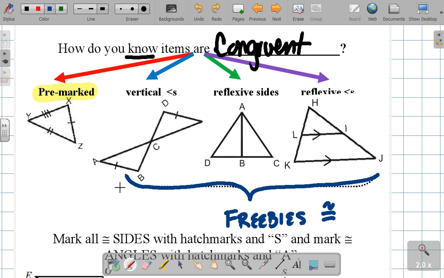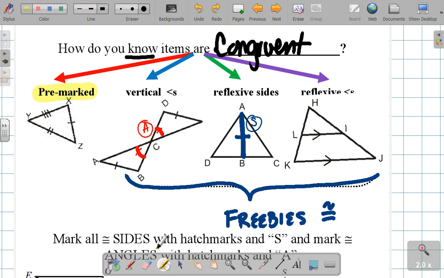I'll do these three with you. One is vertical angles. Let's sweep those. Hatch mark them, and for every pair of congruent freebies, I want you to put one A for angles or one S for side. So that's a pair of angles. A reflexive side is a side that's shared like an apartment wall. You want to go over that, hatch mark it, and that's one S for a pair of sides. Technically, there's two there.